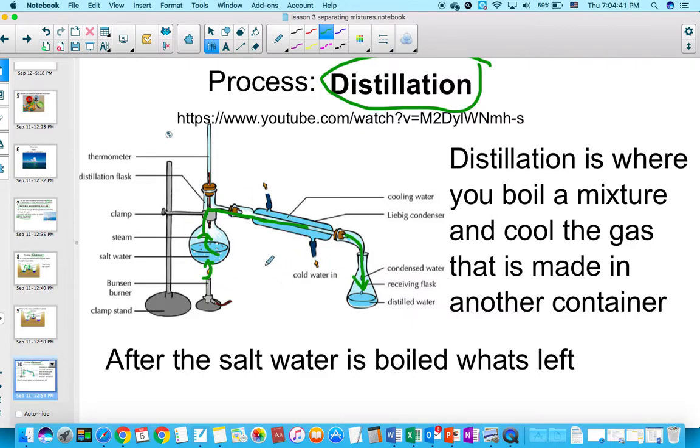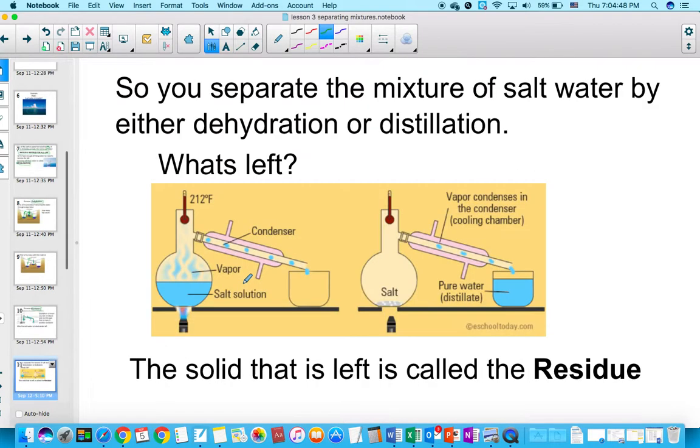So what is left after the water evaporates? Well, what's left is just salt. Water evaporates at a lower temperature than salt would even melt. To melt salt would take thousands of degrees. Water evaporates at about 100 degrees. So water will just evaporate out, go into the tube, and drip here, while salt will just be left behind.